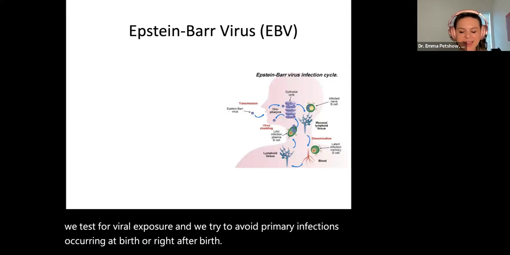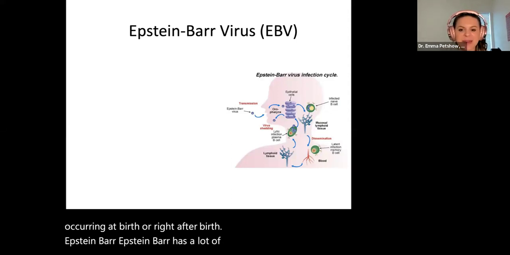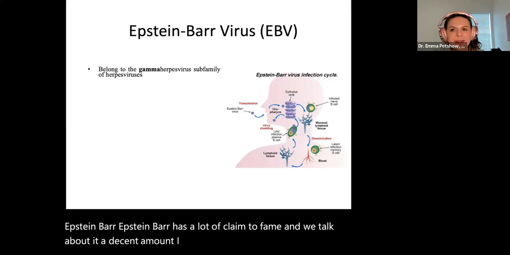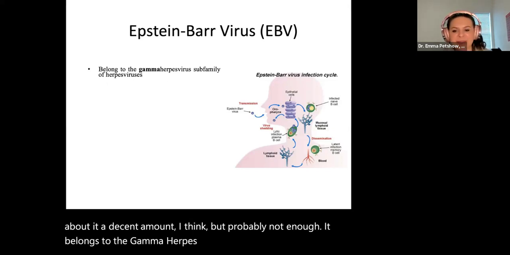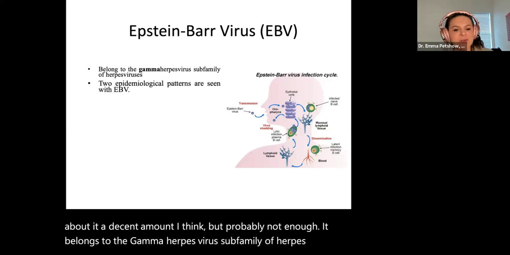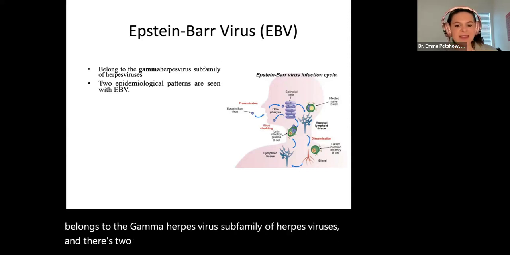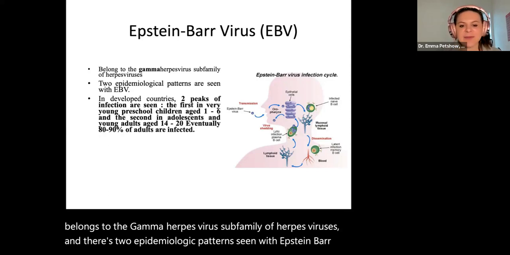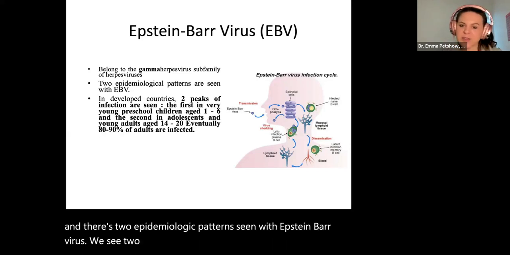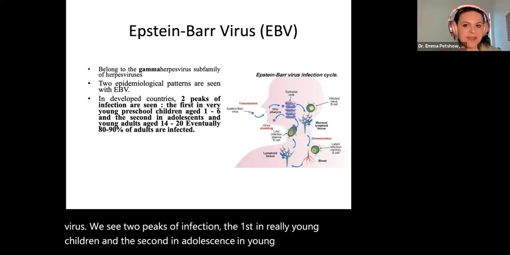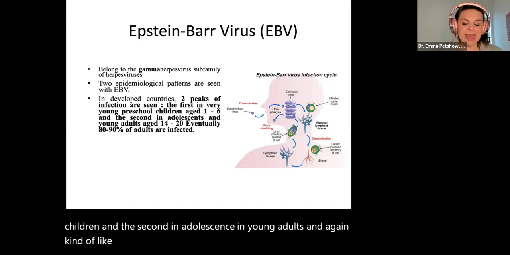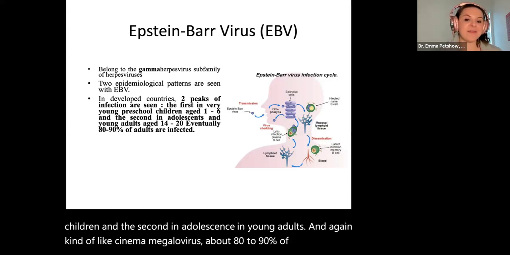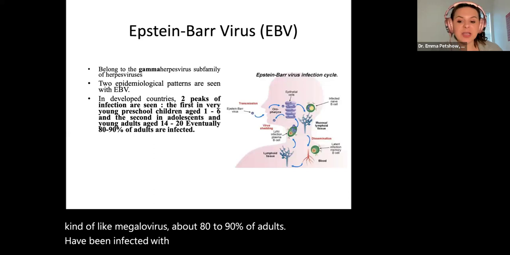Epstein-Barr. Epstein-Barr has a lot of claim to fame, and we talk about it a decent amount, I think. Probably not enough. It belongs to the gamma herpes virus subfamily of herpes viruses, and there's 2 epidemiologic patterns seen with Epstein-Barr virus. We see 2 peaks of infection, the first in really young children, and the second in adolescents and young adults. And again, kind of like cytomegalovirus, about 80 to 90% of adults have been infected with Epstein-Barr at some portion of their life, whether they are aware or unaware.